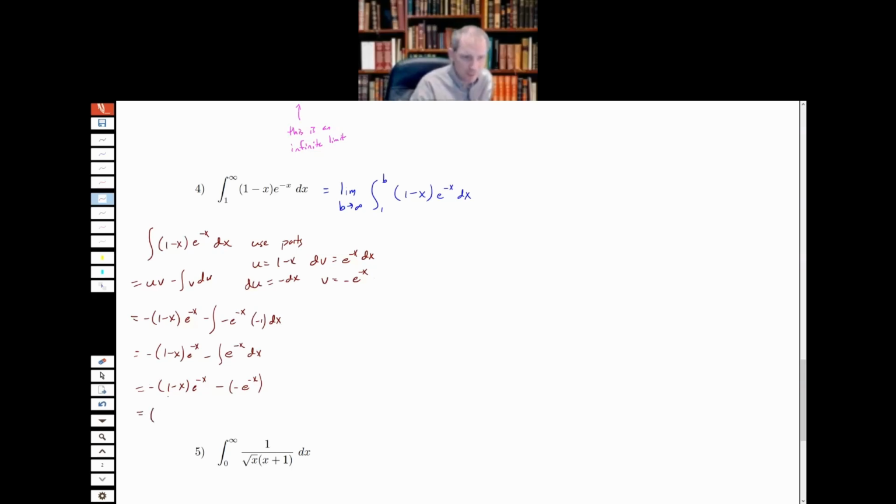If I distribute this negative, I'll have a negative 1 and a positive x. And the double negative will be plus over here. Okay, so using parts, I figured out my integral. It's x minus 1 e to the negative x plus e to the negative x. Okay, so coming back to my limit problem, when I integrate this, I will get x minus 1 e to the negative x plus e to the negative x, going from 1 to b.